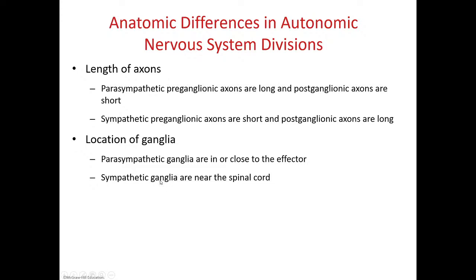And then you're typically going to have a long way to go to get to your target organ from there. On the other hand, the parasympathetic ganglia are going to be next to the effector, sometimes embedded actually in the organ. And so the distance to the organ for the preganglionic fiber will be long, but the distance to the organ for the postganglionic fiber will be short in the parasympathetic system.